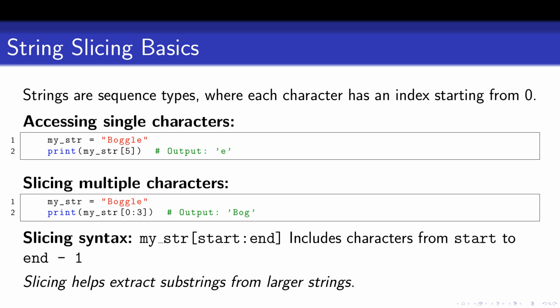For example, slicing a string from index 0 to 3 gives you the first 3 characters. This technique is extremely useful for grabbing prefixes, suffixes, or any part of a string you want to isolate. Slicing is safe. Even if your indices exceed the length of the string, Python won't throw an error. It just returns what's available within bounds.